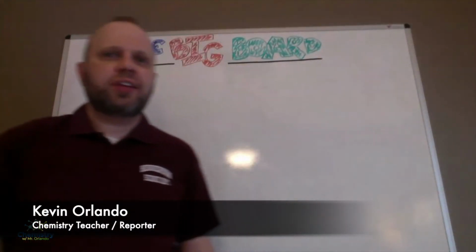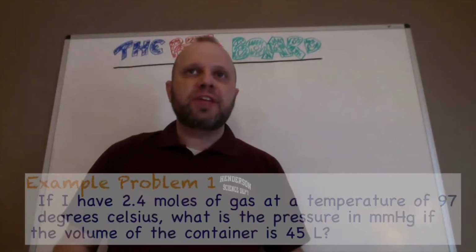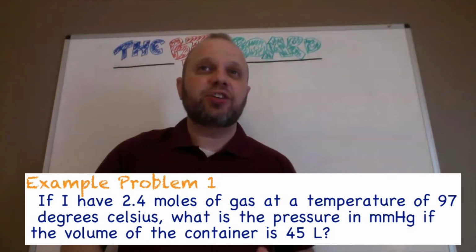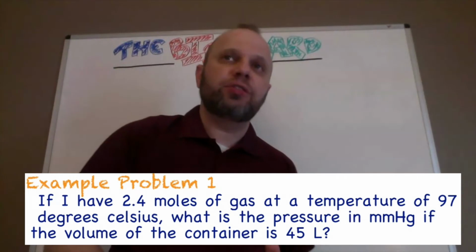Let's take a look at today's sample problem. If I have 2.4 moles of gas at a temperature of 97 degrees Celsius in a container of 45 liters, what is the pressure of that gas in millimeters of mercury?